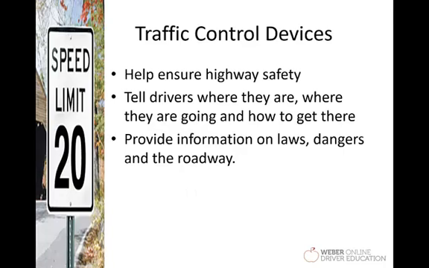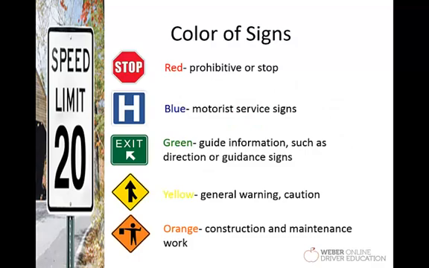Now, just to review, remember that traffic control devices help us to ensure safety on the road. They tell drivers where they are, where they're going, and how to get there. And it provides information to the drivers on the laws and dangers of the roadway. It's important to understand and be able to speak fluently the language of the road signs. Now, road signs communicate in 3 or 4 different modes. They communicate by color, shape, symbol, and words.